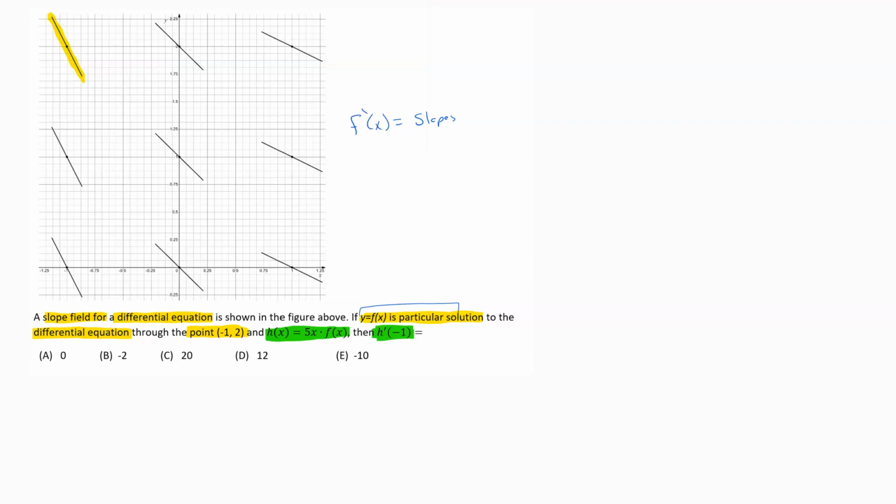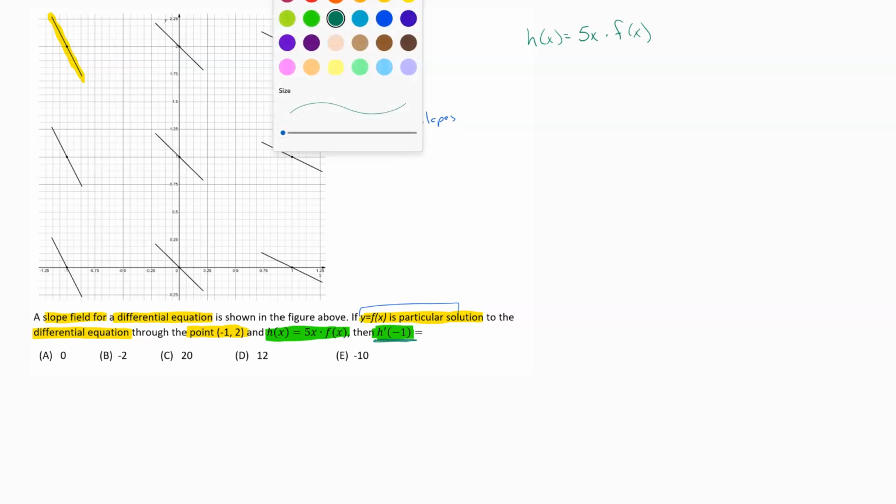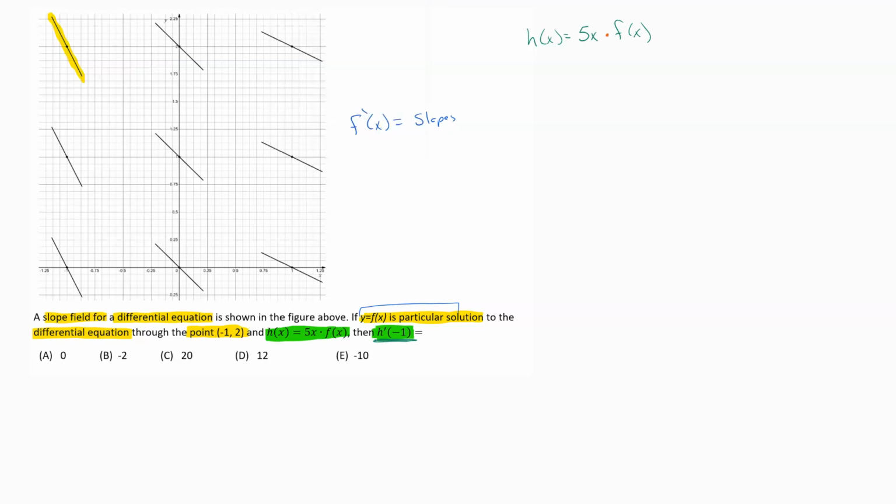The first thing you got to do on something like this is take that original equation. So I know h of x equals 5x times f of x, and I got to figure out what the derivative of h of x is. If I'm going to plug -1 into something, I have to take the derivative of h. Looking at what I've got in front of me right now, I can see that I have two things being multiplied. Anytime you've got two things being multiplied, you're going to need to run through the product rule.